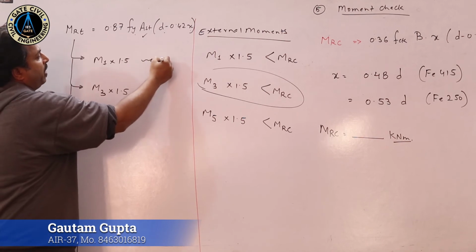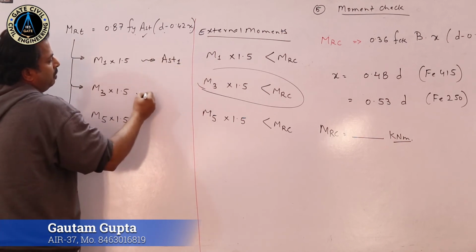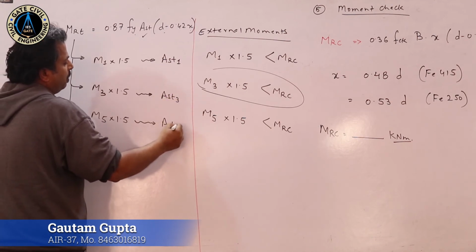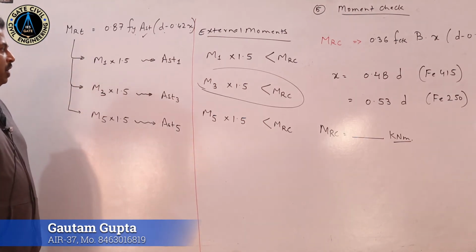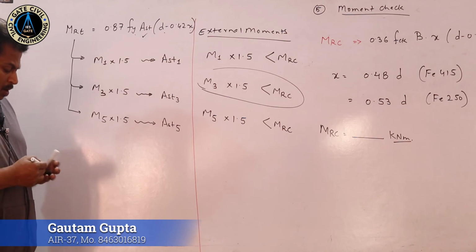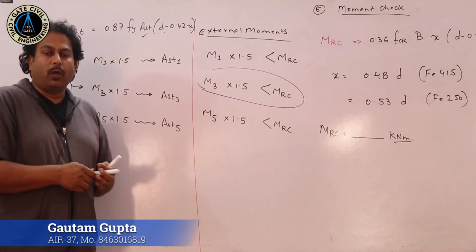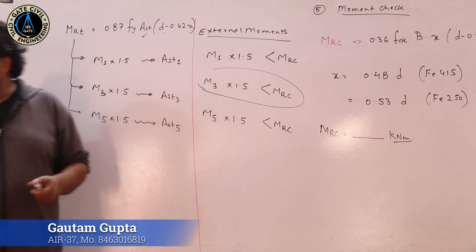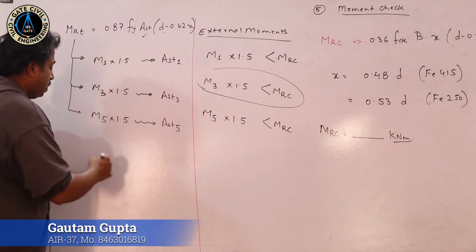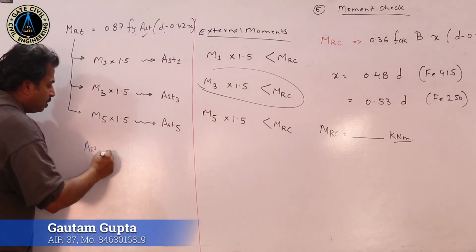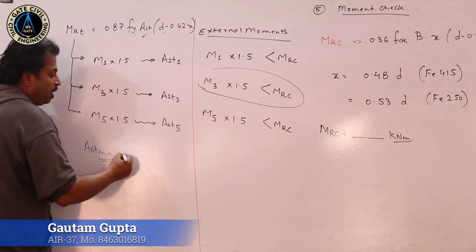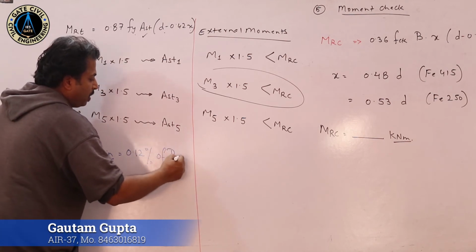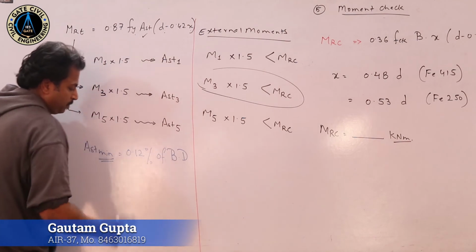So from here, we get a value of AST1, AST3, AST5. So this is the area of steel based on the moment. Now, the code, IS 456:2000, has a set of criteria for the minimum reinforcement. So the minimum reinforcement criteria: AST minimum is 0.12% of capital B into capital D.